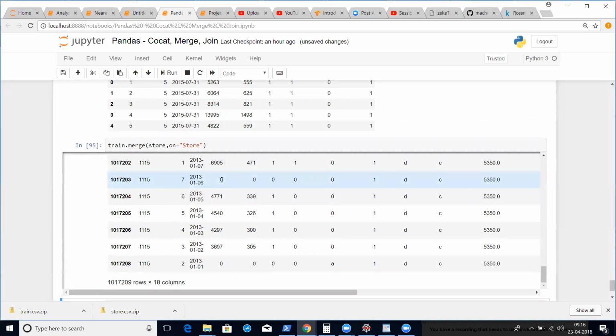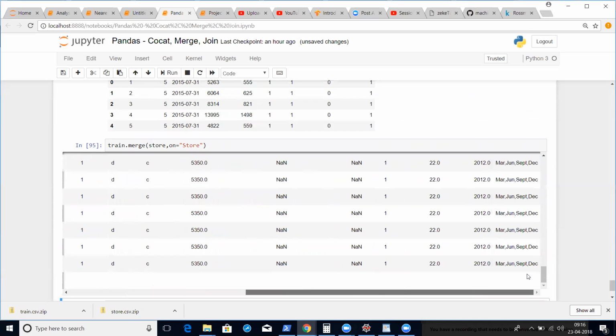Yeah, merging on store as the common value. Got it, right? So the details about the store are in one place. Here everything got combined, right? So I can do a lot of analysis.